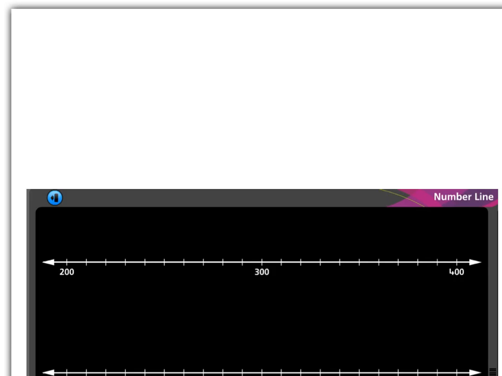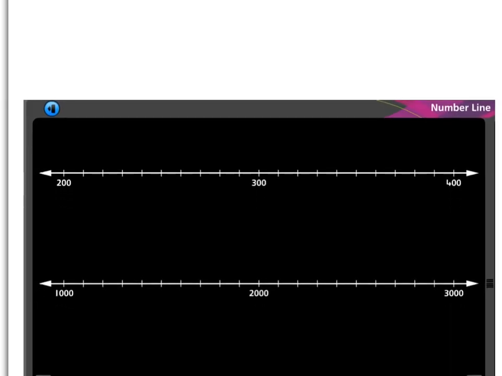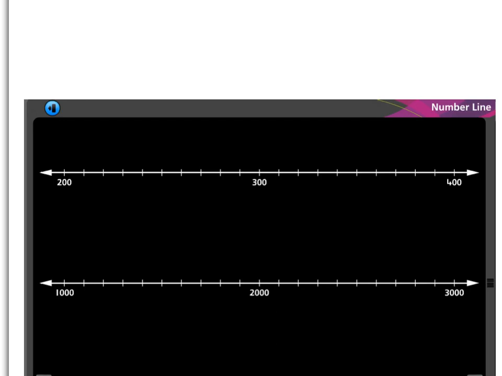Let's look at a second number line. On this number line, I have the number 1,000 here, 2,000 just here, and 3,000 here. So I'm not counting in hundreds like I was in the number line above. I'm counting up in thousands. So these little marks, the individual marks, I wonder how much each of those is going to be worth.